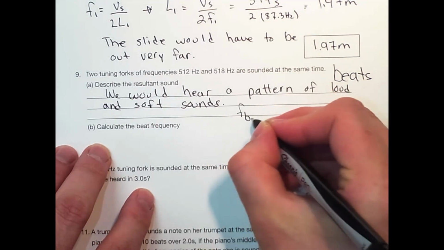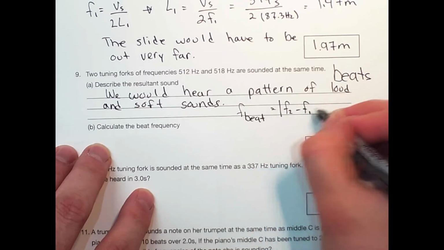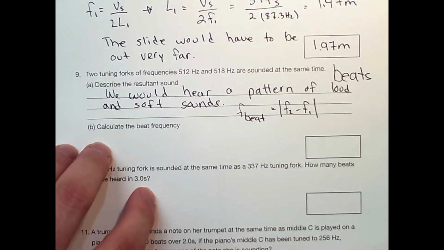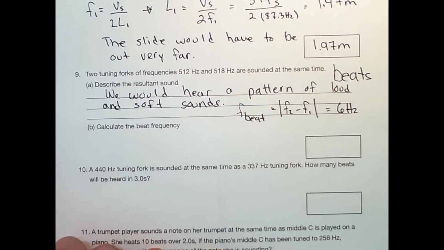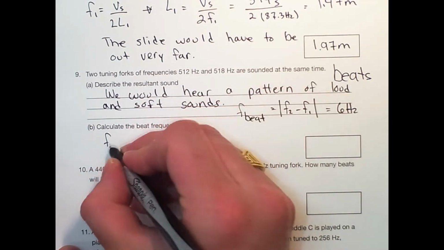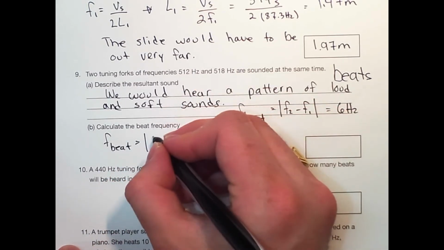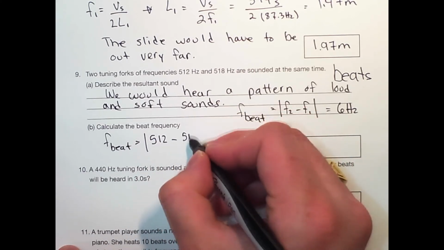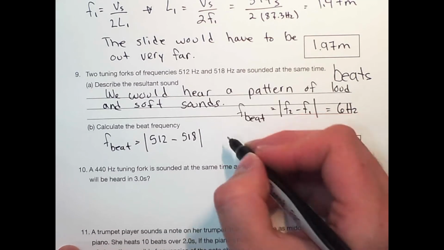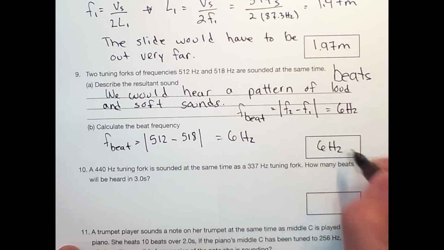And the frequency of those beats, or the oscillation, will be the difference in the frequencies. So in this case, it would be 6 hertz, which is part B. F beat is equal to the absolute value of the difference in the frequencies, so we ignore any negatives. It would be 6 hertz.